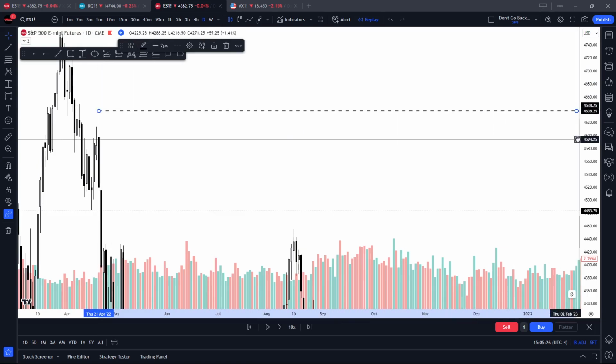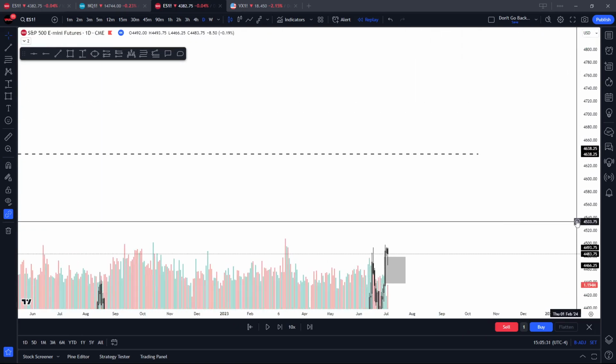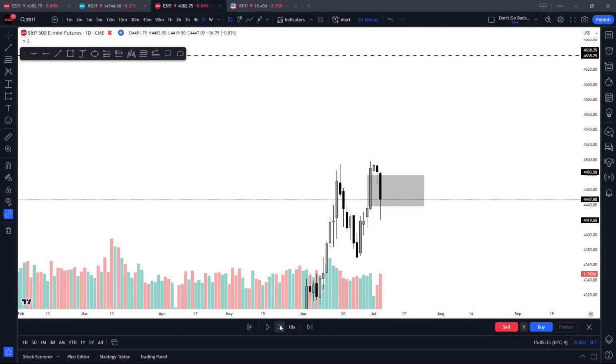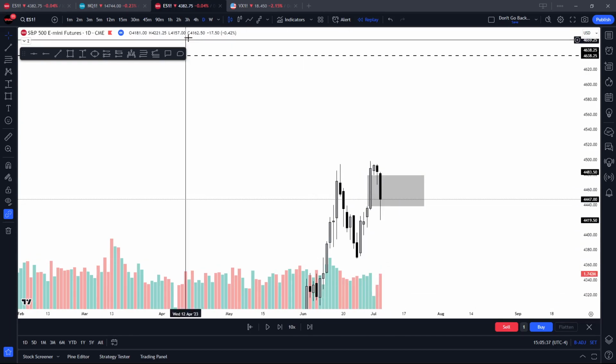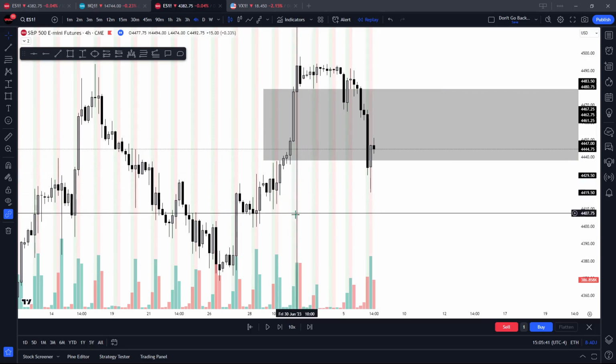So ideally, liquidity up here would be a big target. That's pretty far away, but it is a target, right? If we fast forward, we move into it a little more. We look down onto a smaller time frame. I'm sure we're holding some other gap.